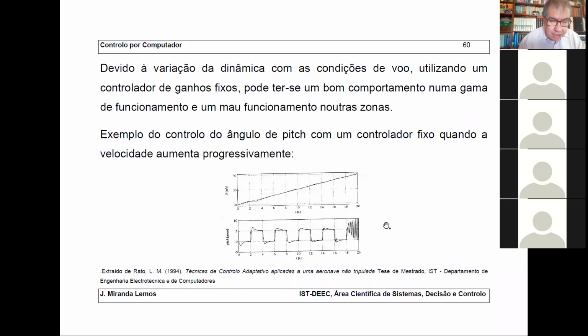And this is a simulation in which you see that the velocity is increasing linearly, and you have a constant controller. And with the constant controller, for very low speed, you have some oscillation, you have some overshoot. Then the controller was designed more or less in this range of speed, so you have a good response here. At very high velocities, you even have an instability. Okay, so this is the type of thing in which you can use gain scheduling.